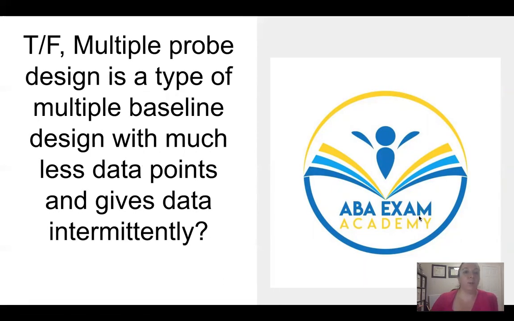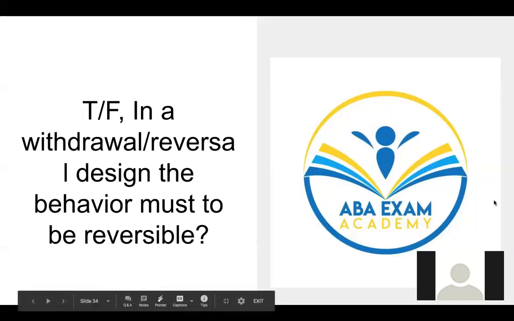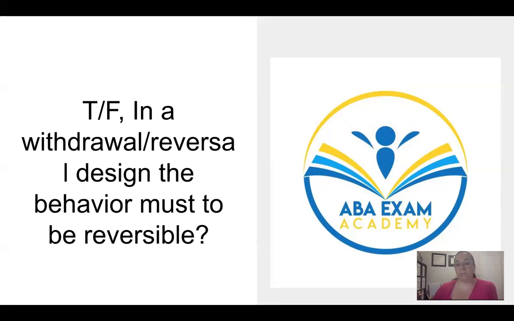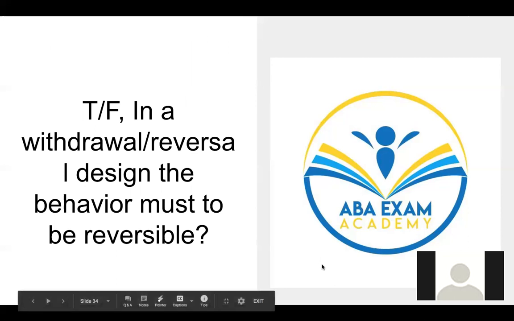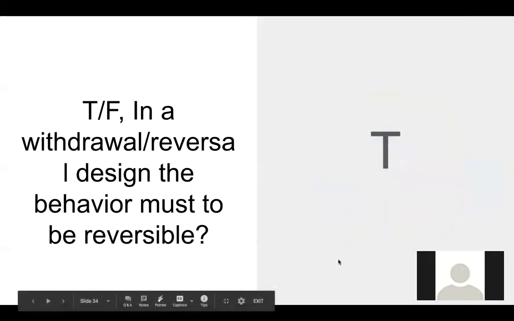True, false. Multiple probe design is a type of multiple baseline design with much fewer data points and gives data intermittently. True. Correct. True, false. In a withdrawal reversal design, the behavior must be reversible. Irreversibility is not what's needed here. It must be reversible, so true. The way it's worded is confusing, but don't get confused. You know your stuff.